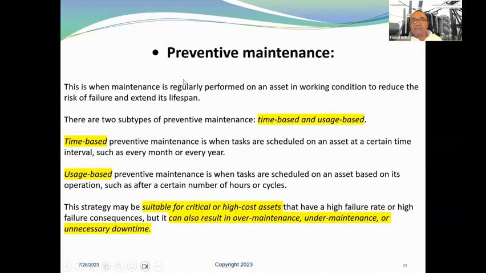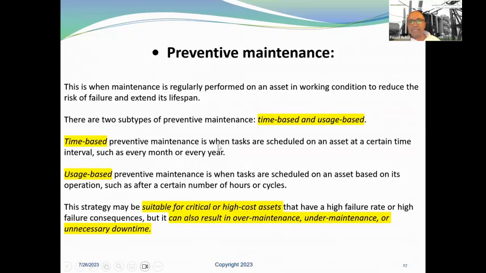Preventive maintenance. This is when maintenance is regularly performed on an asset in working condition to reduce the risk of failure and extend its lifespan. There are two subtypes of preventive maintenance: time-based and usage-based. As you have seen in the previous presentation, for the breakers you have 1 year, 4 years, 8 years, and 1,000 operations. So this is usage-based.